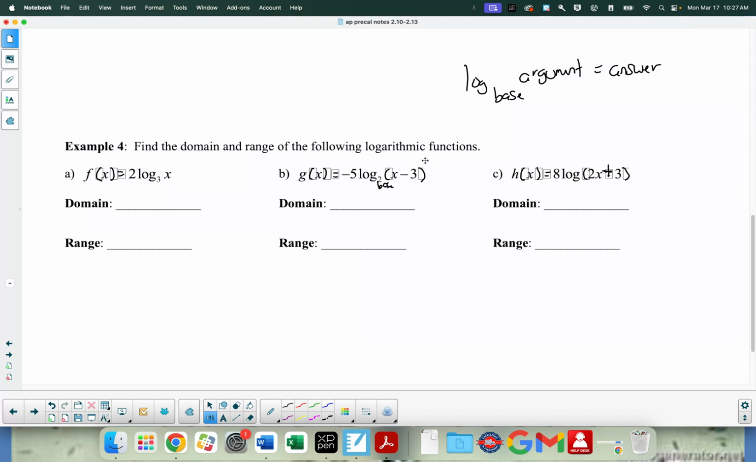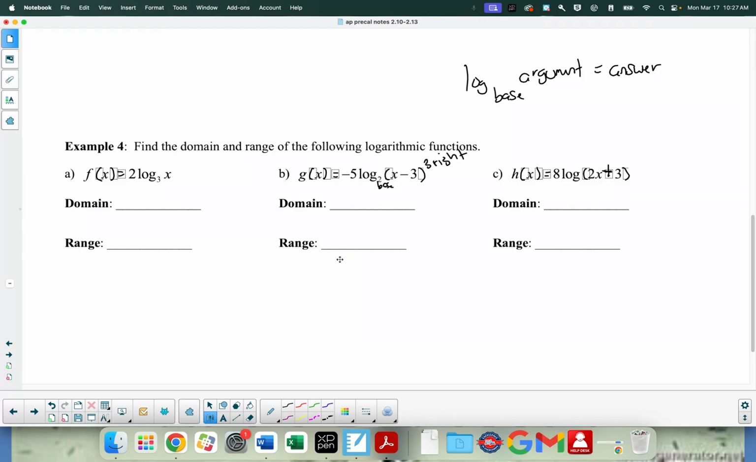So as soon as you have parentheses in your argument, you know you now have a horizontal shift. And these work the way they've done since Algebra 1. Horizontal shifts are always backwards, period. Okay? So this function actually got shifted 3 to the right.